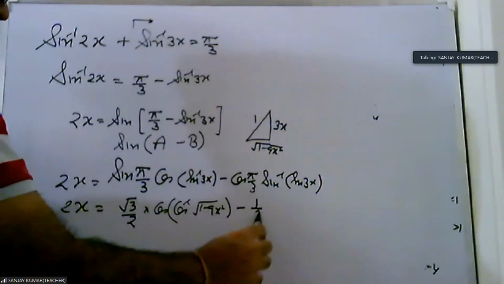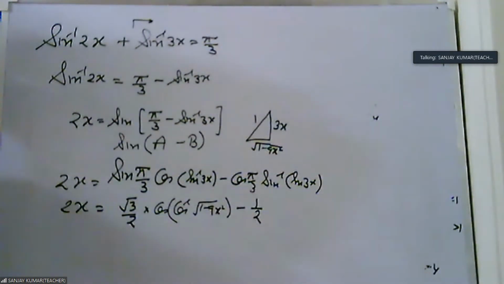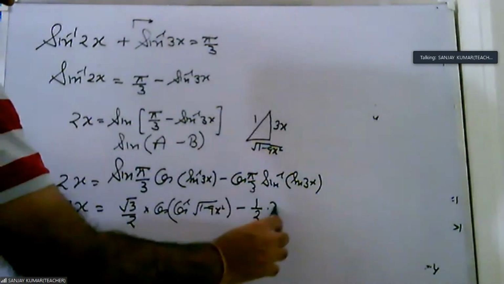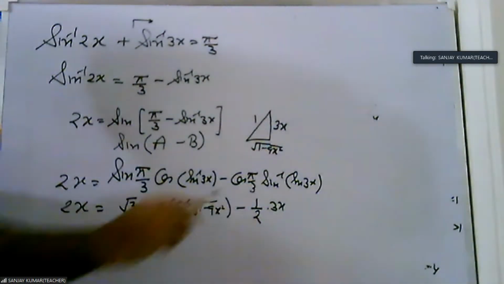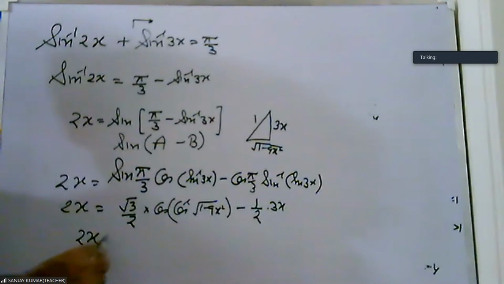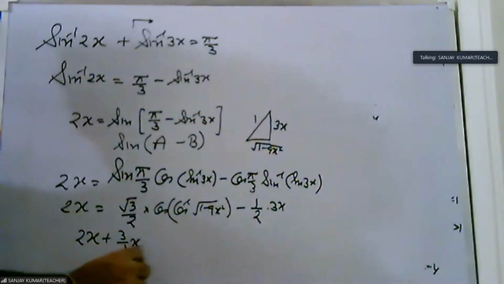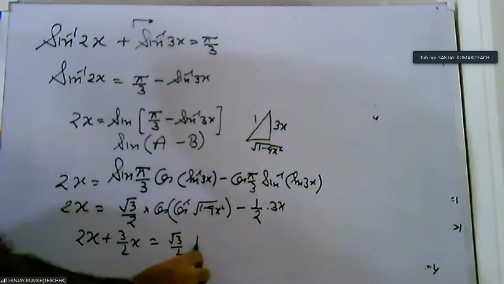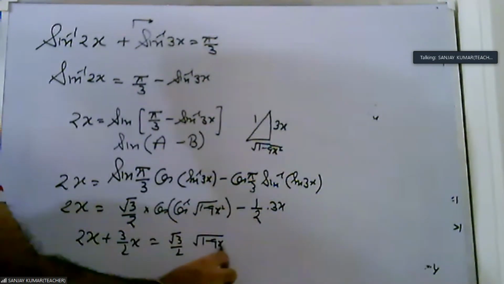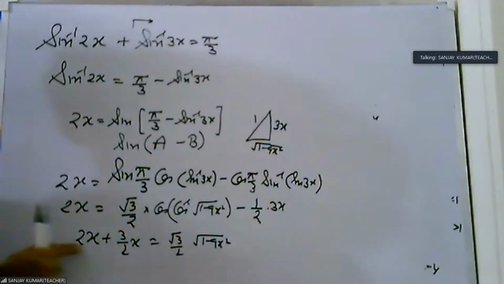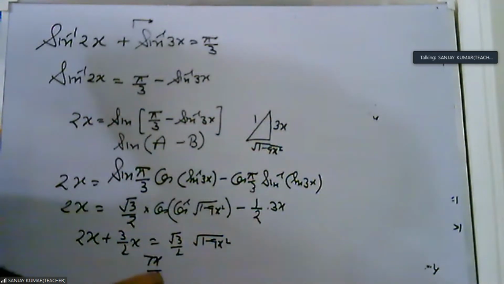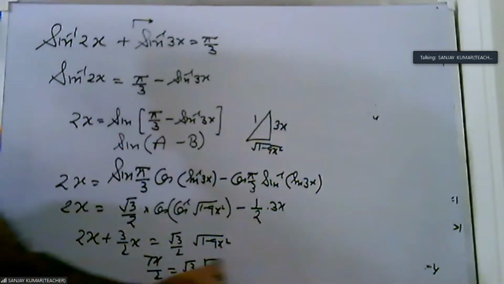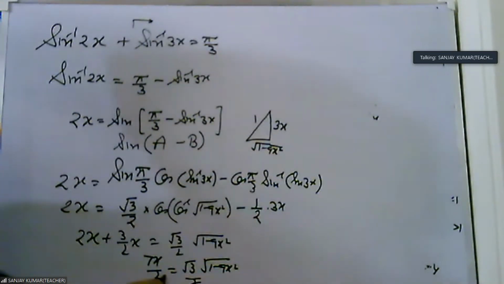Cos pi by 3 means cos 60 degree. Cos 60 degree means half into 3x. Now this 3 by 2 you put this side. This is 2x plus 3 by 2x is equal to root 3 by 2. This cos is cancelled with cos and we get under root 1 minus 9x square. This is 2 into 4 plus 3, 7x by 2 equals root 3 under root 1 minus 9x square. Okay, this 2 is cancelled with this 2.